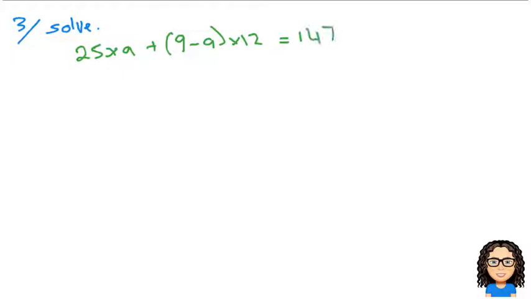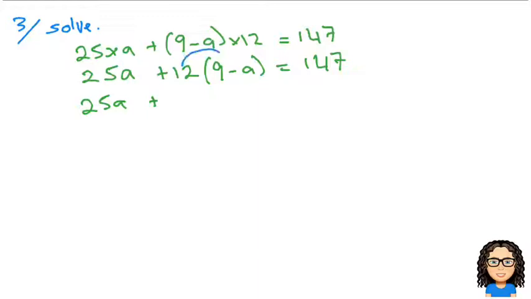And the third step is to now solve that equation. So if we take that equation, we've got 25 times A plus 9 minus A times 12 equals 147. Okay. So I'm going to try doing a bit of simplifying. 25 times A is just 25A. Then I've got 12 times 9 take away A, so I can expand that bracket out. So 25A plus 12 times 9, which is 108, minus 12 times A, which is 12A. And that's equal to 147.